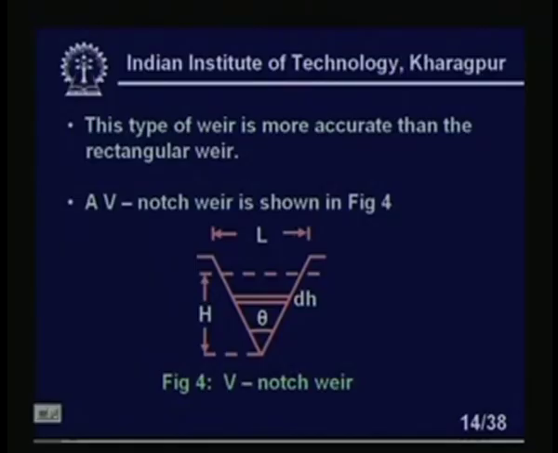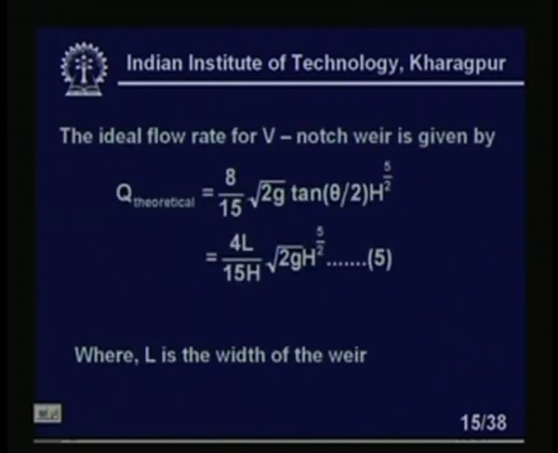We have seen that anyway, you see here. So, this is the included angle theta. So, tan theta will be how much? Tan theta will be L by 2, this total is L. So, it is L by 2 divided by H if I take tan theta. Exactly that thing I did in the next slide. So, tan theta by 2 is replaced by L by 2 divided by H. So, we will get 4 L by 15 H root over 2 g H to the power 5 by 2. So, L is the width of the weir.